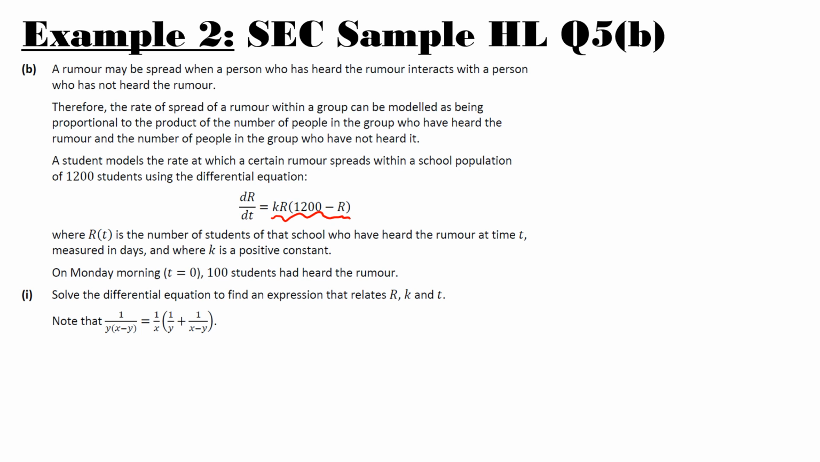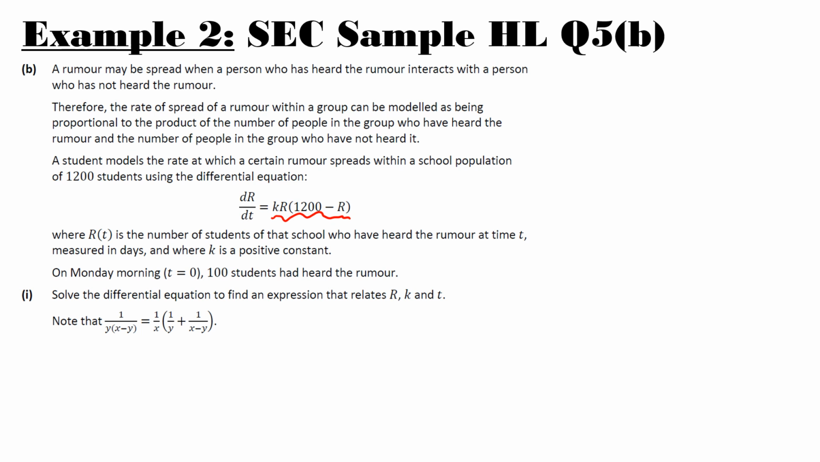So a student models the rate at which a certain rumour spreads. Anytime we're talking about rate, we're talking with respect to time unless they clarify otherwise. So that is dR, the rate at which the number, so R, remember, is the number of people who know the rumour. So I have the number of people who know the rumour with respect to time, so dR/dt. And that is equal to kR times 1200 minus R, where R of t is the number of students in the school who've heard the rumour at time t.